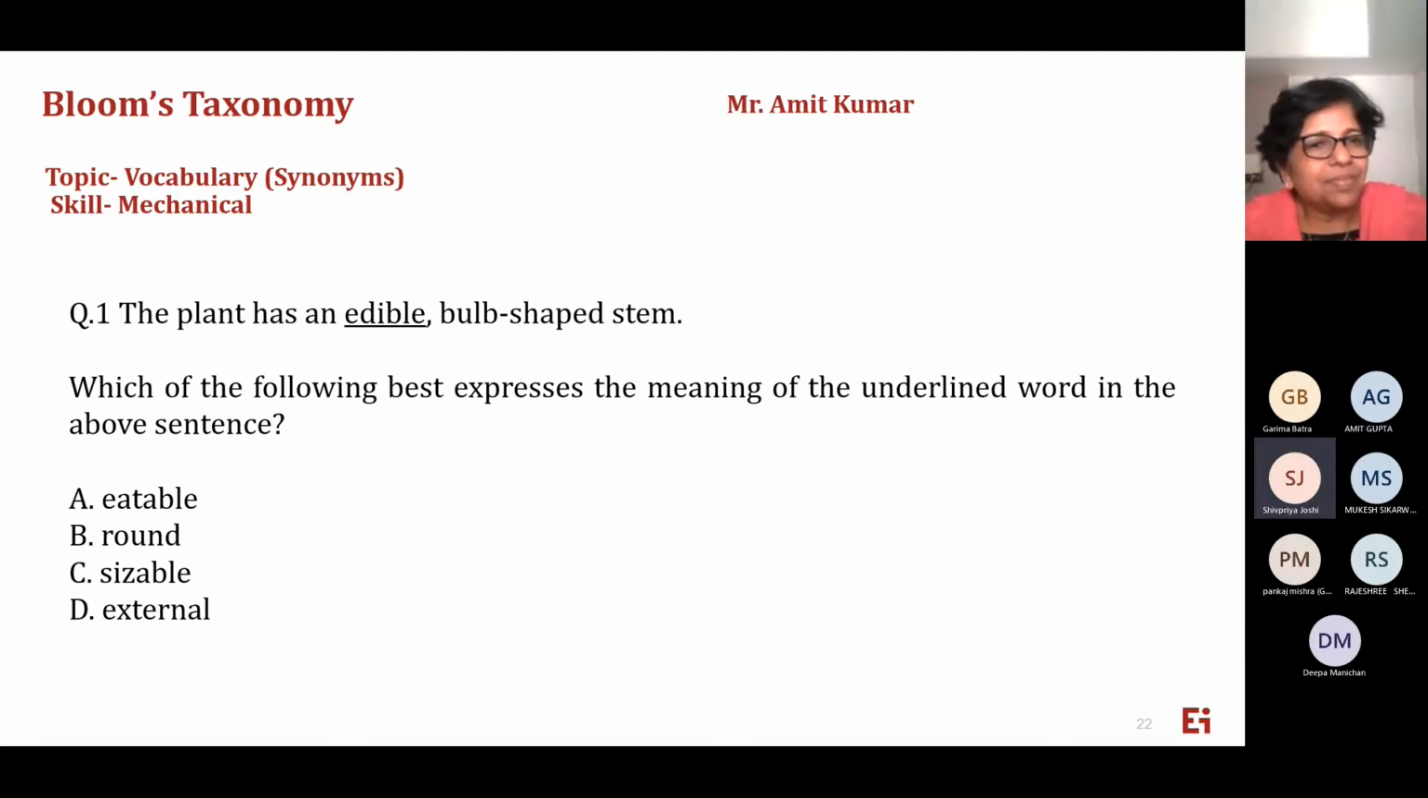I think I have to nominate others. Yes, sir. Yes, please. Okay. Then Mukesh sir is requested to throw light on this question. Thank you, Joshi sir. Well, I think I agree with all of you. This particular question belongs to the mechanical domain.